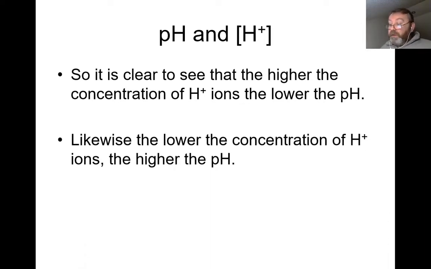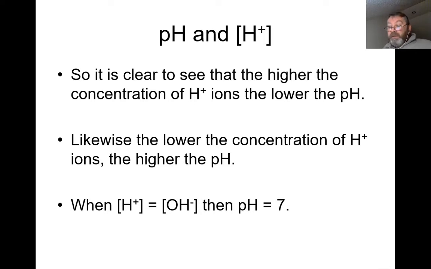Likewise, the lower the concentration of H plus, the higher the pH. So if you have a high concentration of H plus, you get a lower pH towards 1. If you have a lower H plus concentration, you get a higher pH towards 7. When the hydrogen ion concentration is the same as the hydroxyl ion concentration, then the pH is 7.